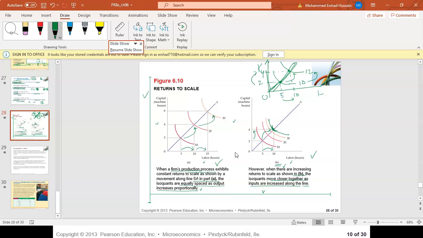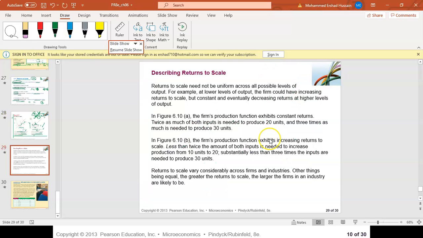So the isoquants will be further spread. It will not be very close together like that. It will be widely spread. It will take a lot of increase in labor and capital to increase output. That is decreasing returns to scale. So this is how they have described it.